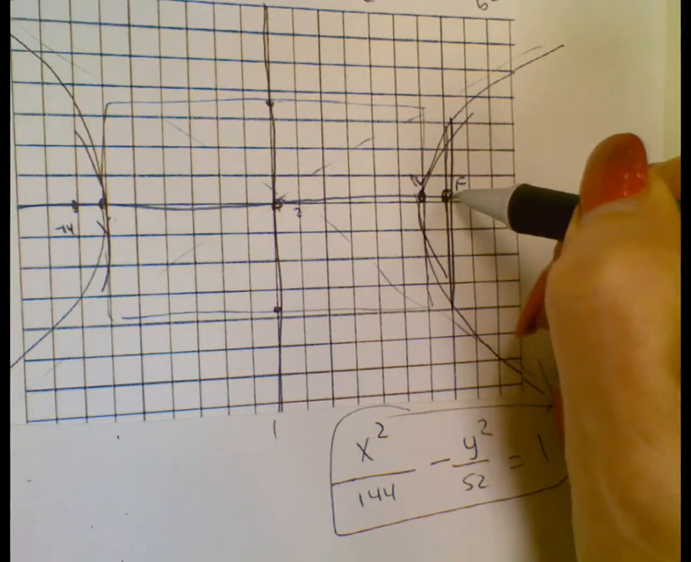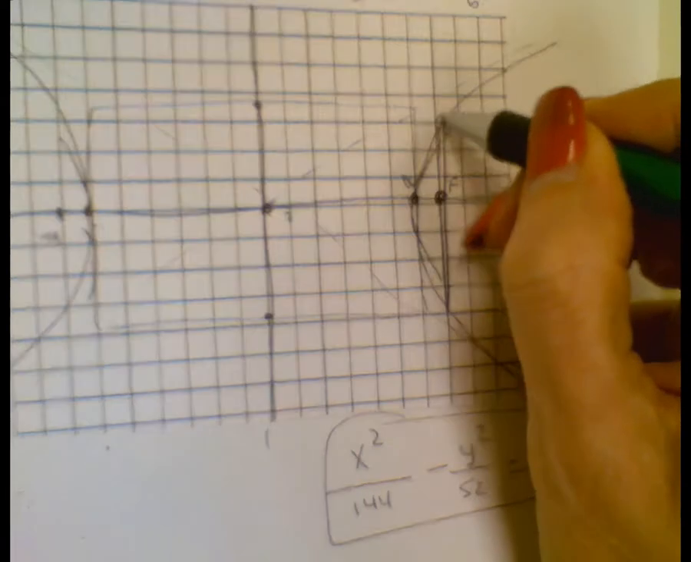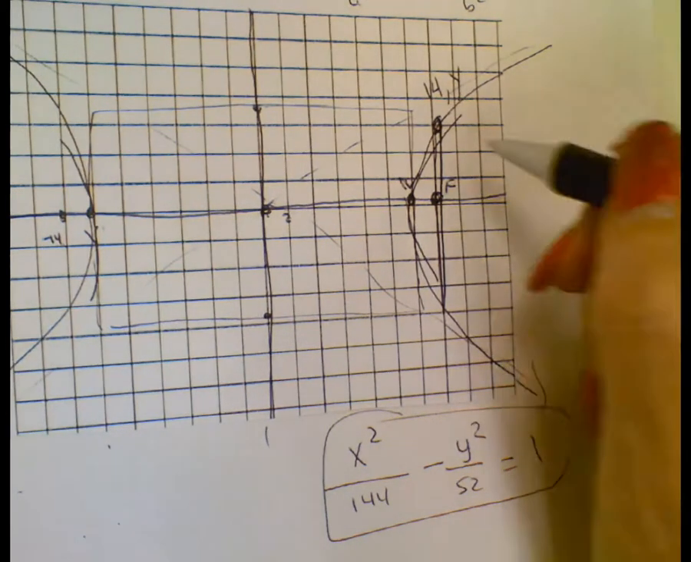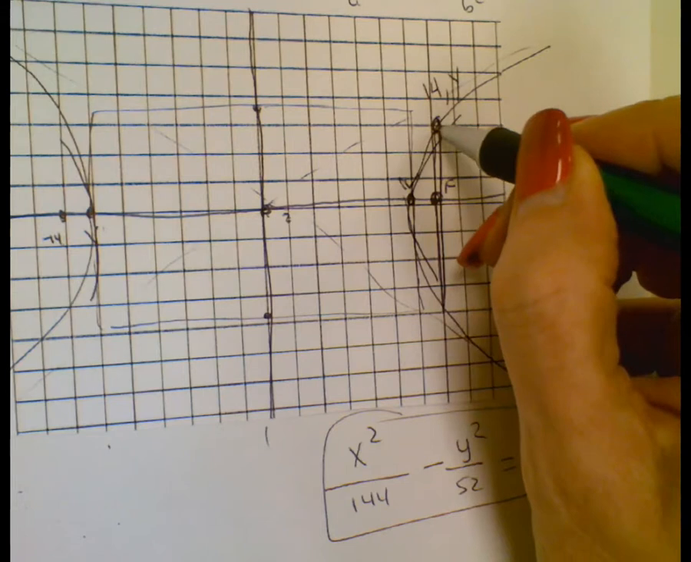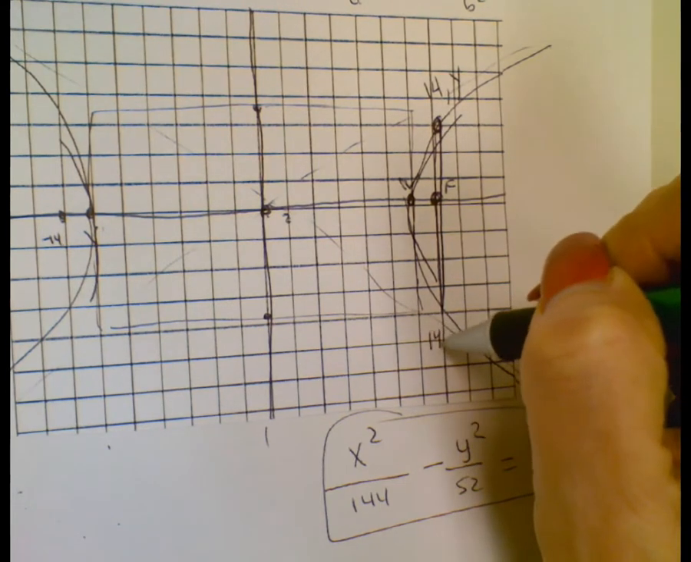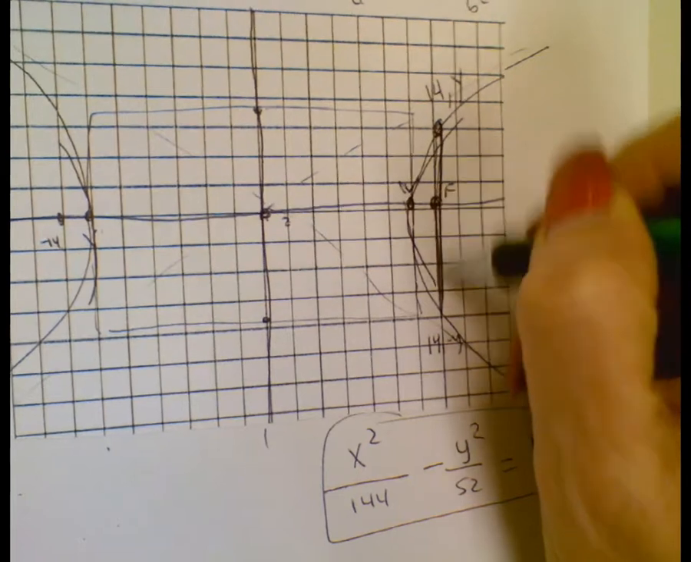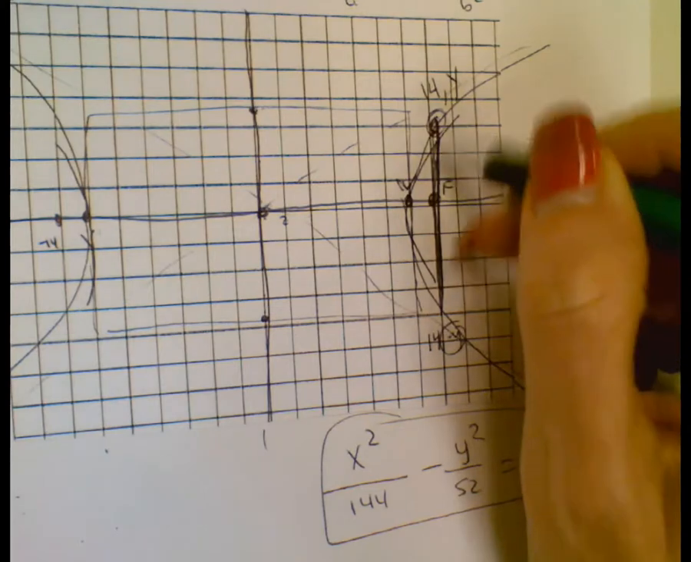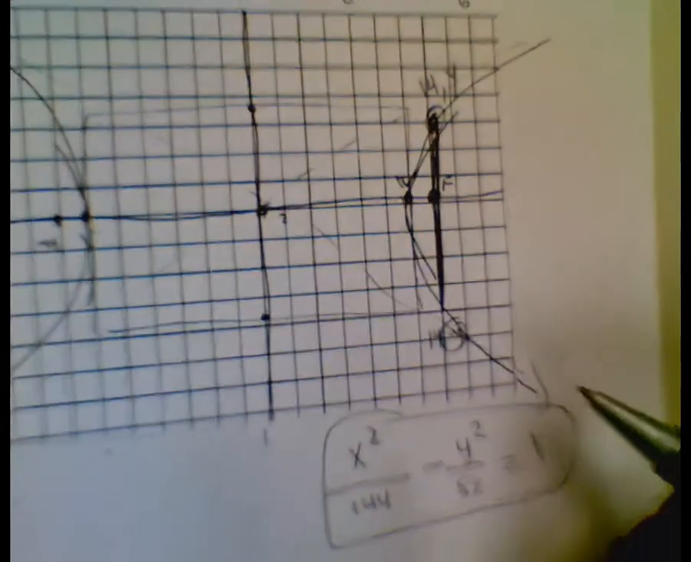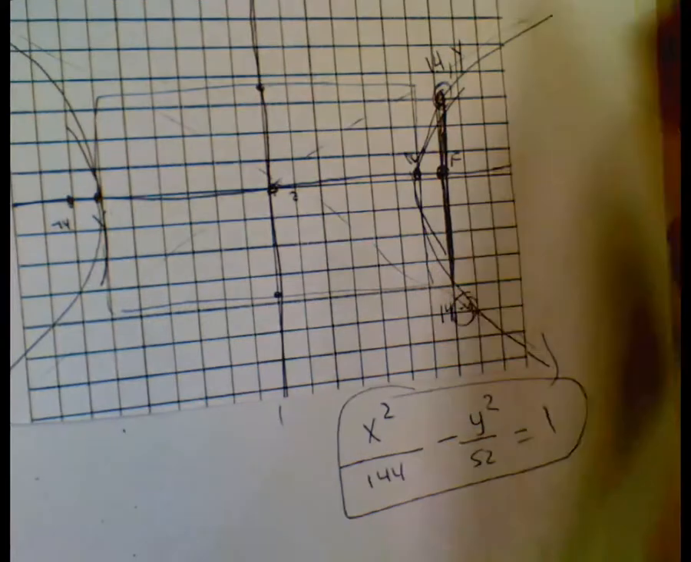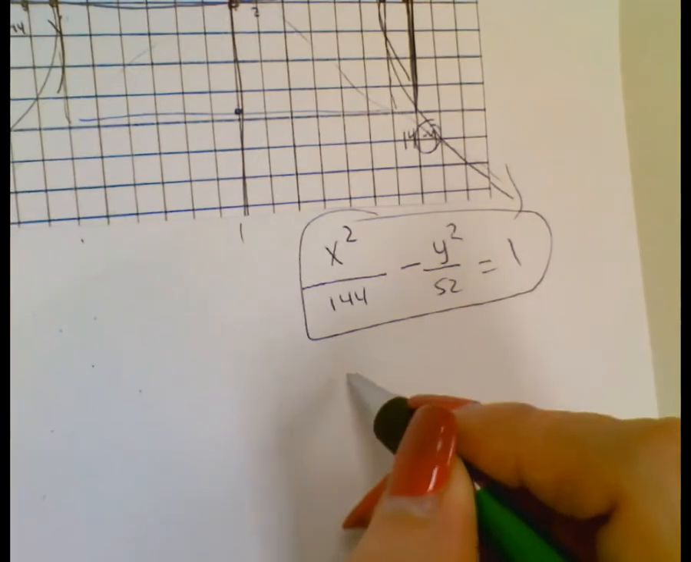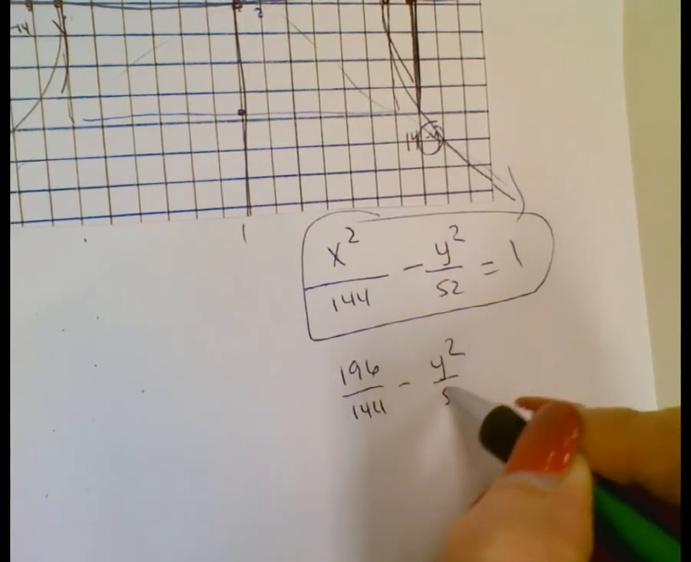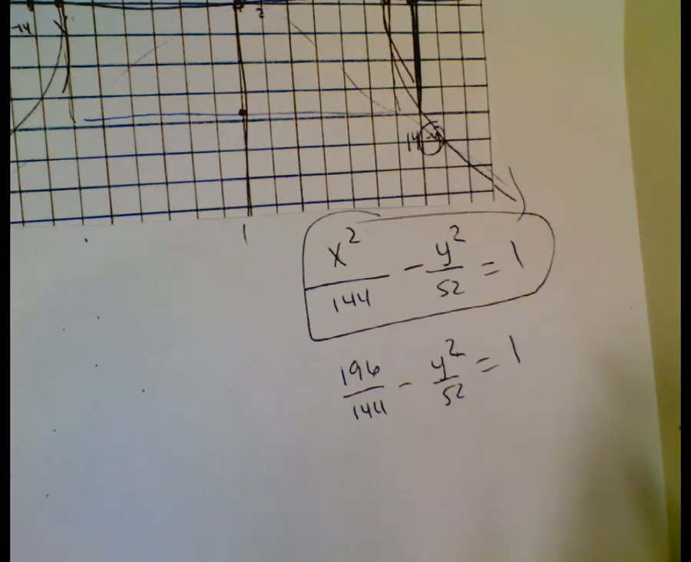So basically this ordered pair right here is 14, y. So x is 14 and we don't know what y is, so we're going to find that. And this one down here is 14, negative y. We're going to try to figure out this width right here. If we can figure out this y coordinate, we're going to know this y coordinate, and then we're just going to subtract them to get our width. In order to do that, I need to plug the 14 into the x. So 14 squared is 196 over 144 minus y squared over 52 equals 1. Solving for y squared.